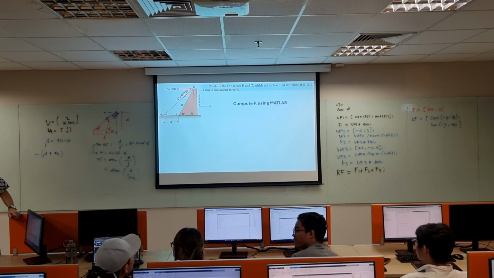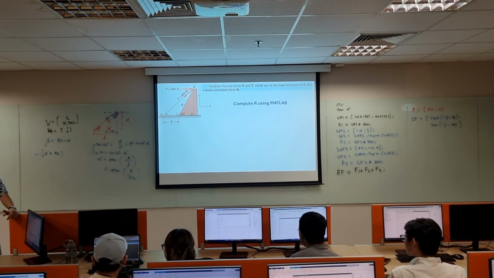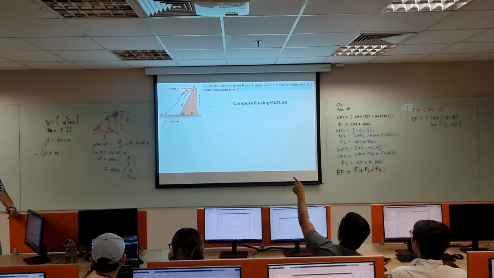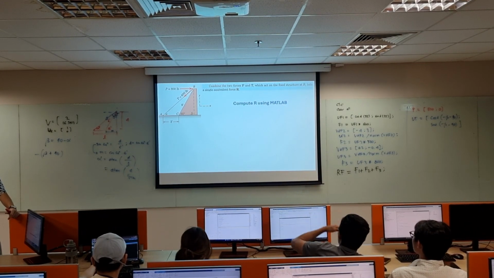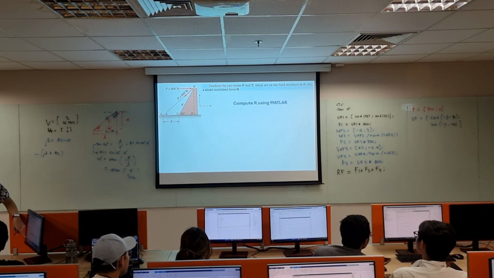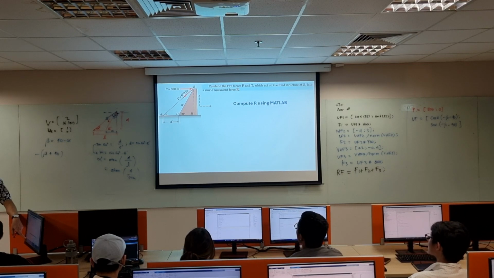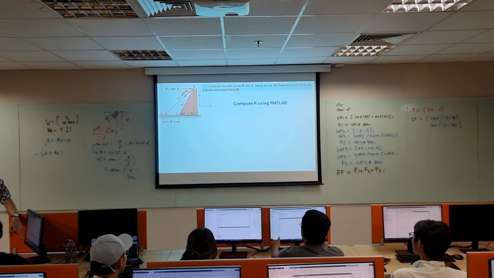Well, where's the vector then? No, the R should be a vector, not a scalar. It can't be scalar? No. It should be a vector, not scalar.